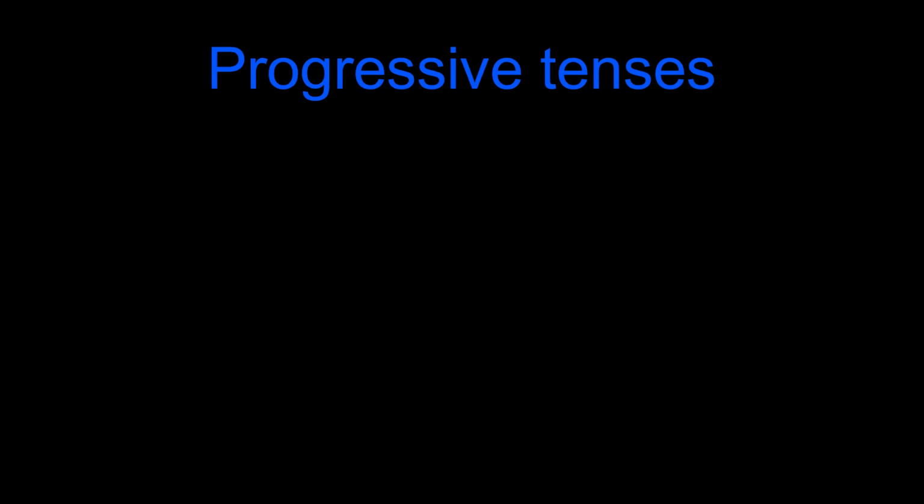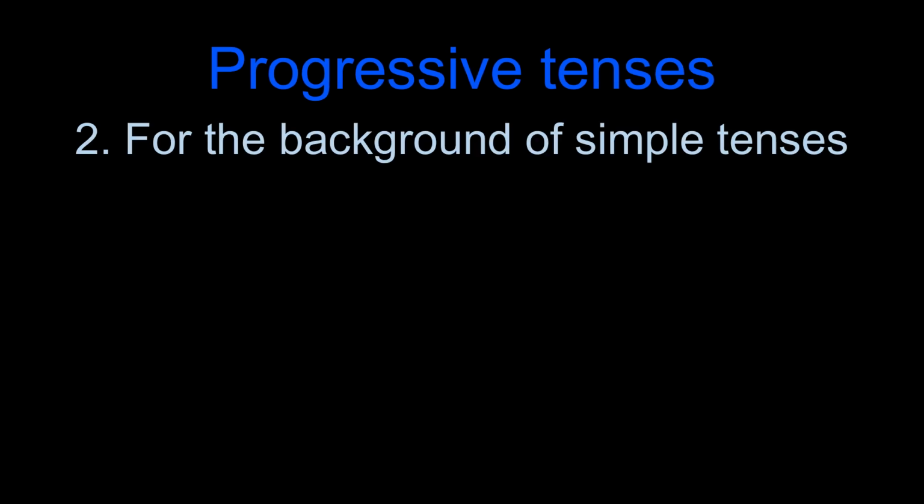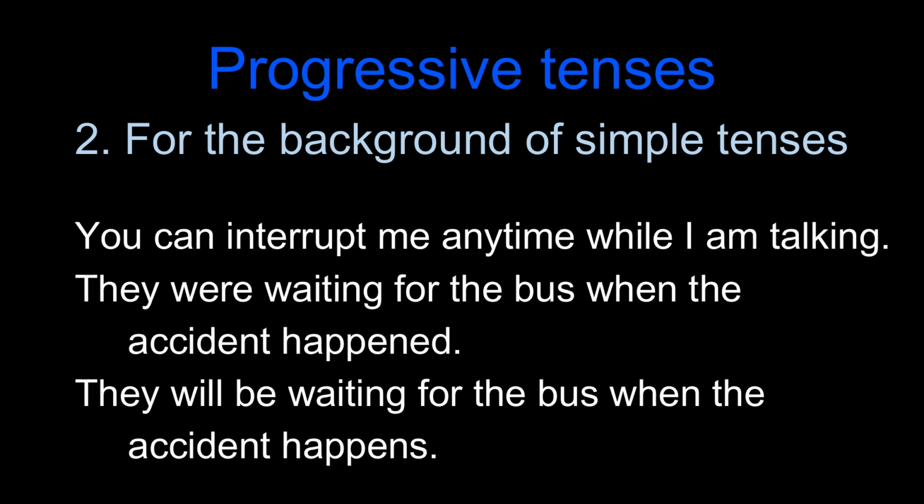For the background of simple tenses, the progressive tense is employed to convey continuity and can serve as the backdrop for the simple tense. For example, You can interrupt me anytime while I am talking. Present simple action within present progressive context.